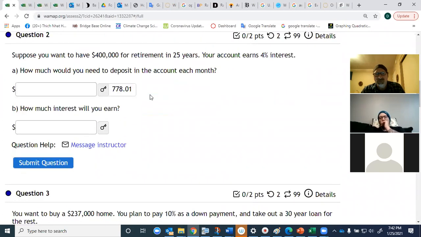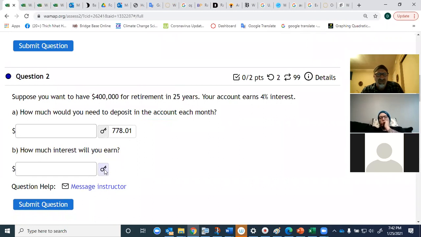Now, how much interest will you earn? Let's finish this with our TI-84. Suppose you want to have $400,000 for retirement in 25 years. So if we take 778.01 or 02, I'm going to change it to 02, and we invest that. I don't know why they rounded to 01. It should bump it up.